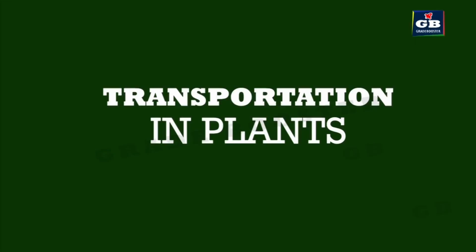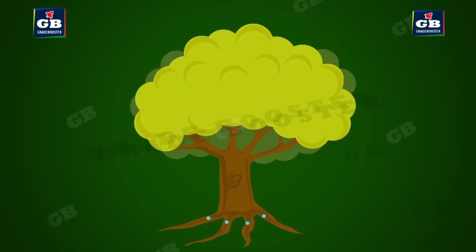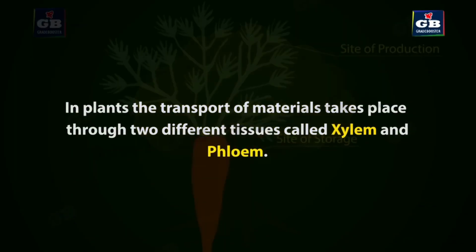Now, we will study the plant transport system. The requirement of energy in plants is less. That's why they have a slow transport system. In plants, the transport of food and water takes place by two different types of tissues. They are xylem and phloem.